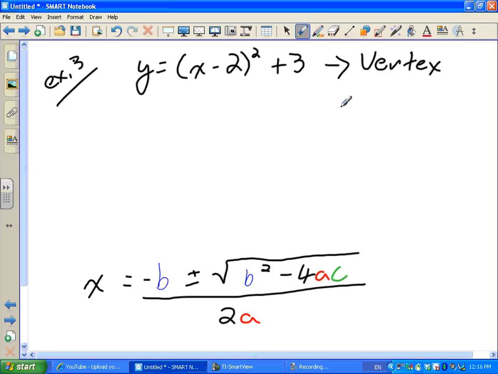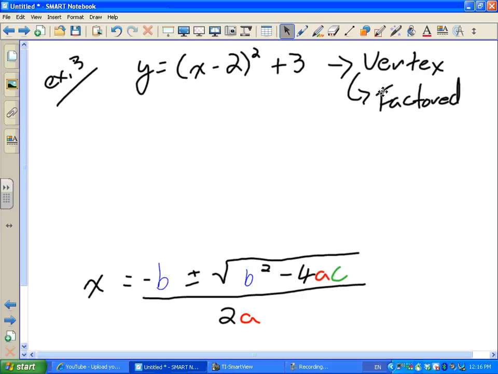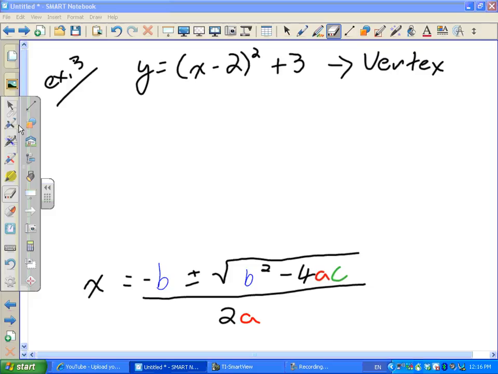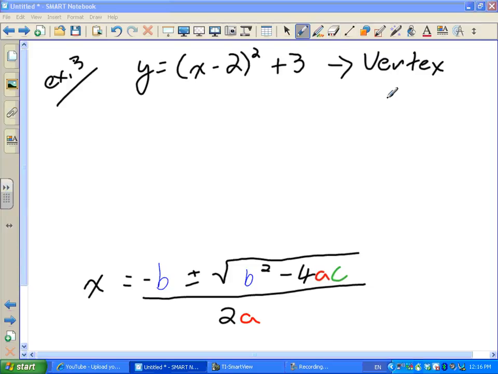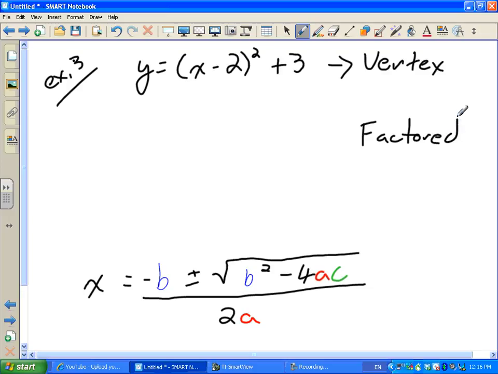One way I can solve for x-intercepts is to turn it into factored form. But in order to do that, I'll just move that down. In order to turn it into factored form, what form do I have to go to first, guys? Yes. So I have to go from vertex to standard.